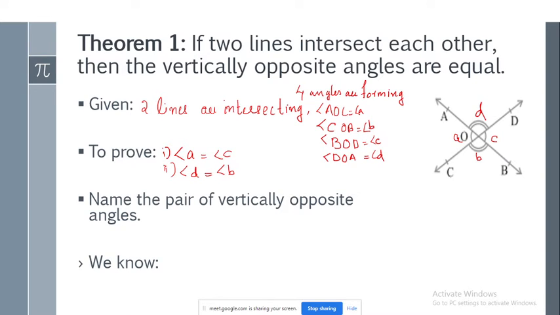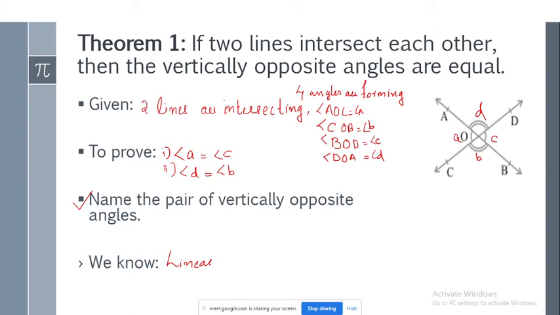Angle A and angle C are one pair of vertically opposite angles. Angle D and angle B are another pair of vertically opposite angles. Now tell me, what are the things we know? We have learned in the last class about linear pair axiom, linear pair of angles.